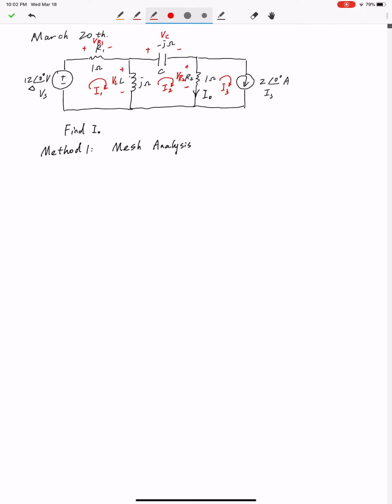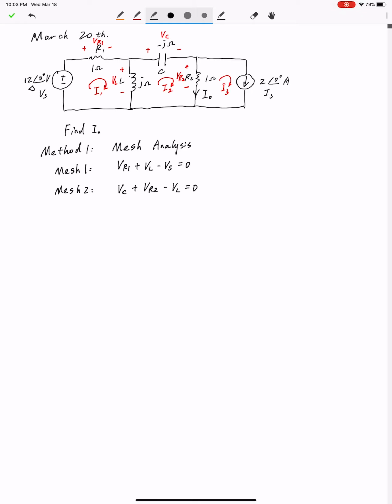After these two steps, we can write KVL equations for each mesh. In the first mesh, the KVL equation is VR1 plus VL minus Vs equals 0. And for mesh number 2, the KVL equation is Vc plus VR2 minus VL equals 0. And for the last one, the tricky part is what's the voltage on the current source.